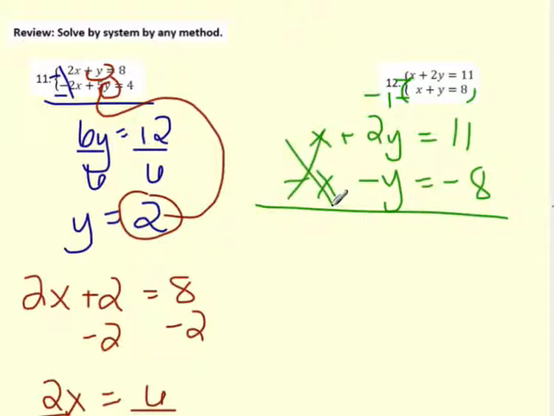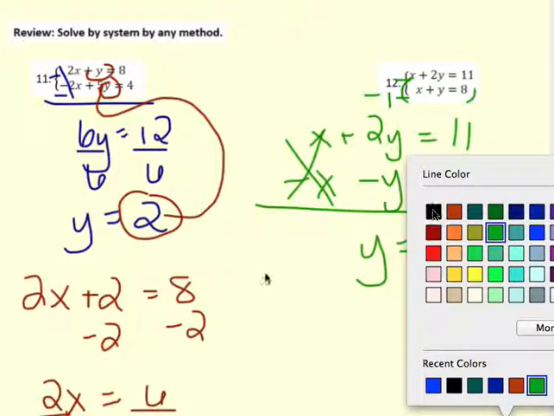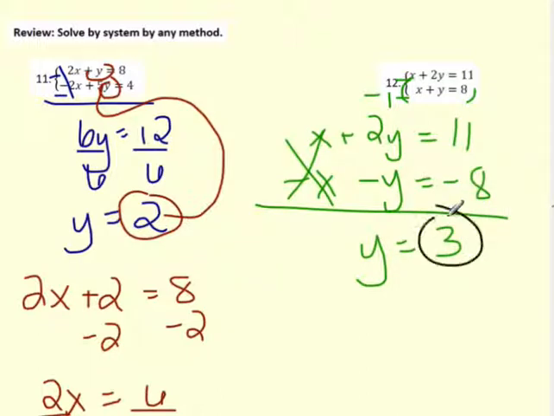And now I'm going to add down the columns. x minus x cancels out. 2y minus y is y. 11 minus 8 is going to give you 3. So now I know that y is equal to 3. So I'm going to take the fact that y is equal to 3, and I'm going to plug it in for one of these y's so that I can get my x. I'm going to plug it into the second one this time just for something different.